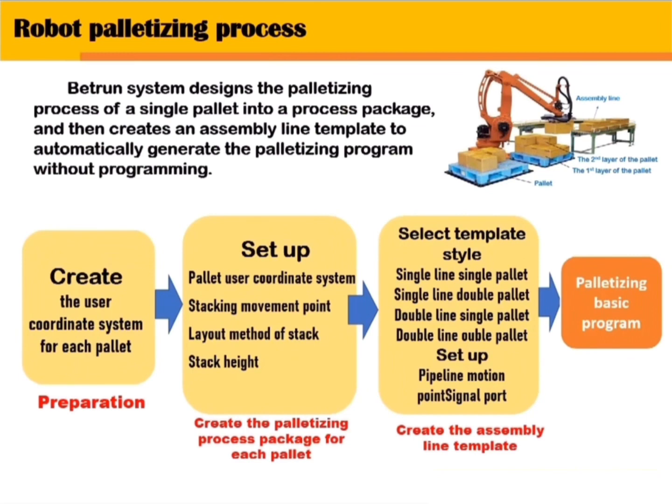The system designs the palletizing process of a single pallet into a process package, and then creates an assembly line template to automatically generate the palletizing program without programming. The whole setting steps include 3 parts: Preparation, create the palletizing process package for each pallet, and create the assembly line template.